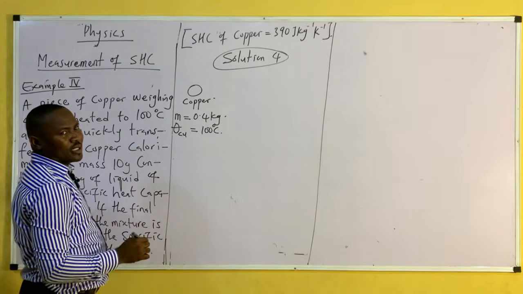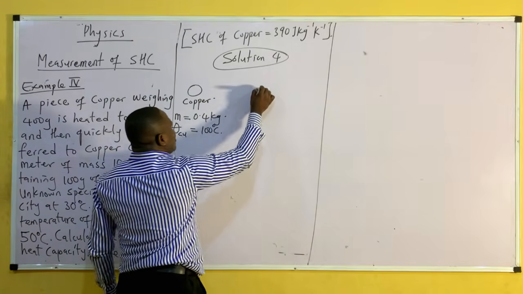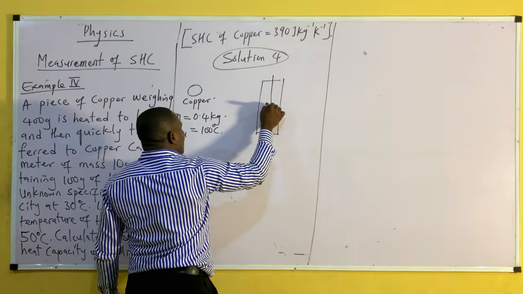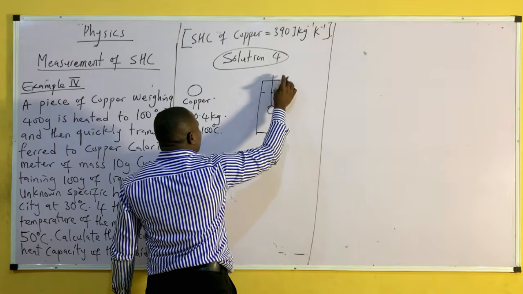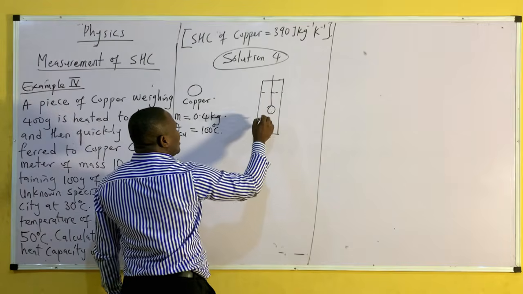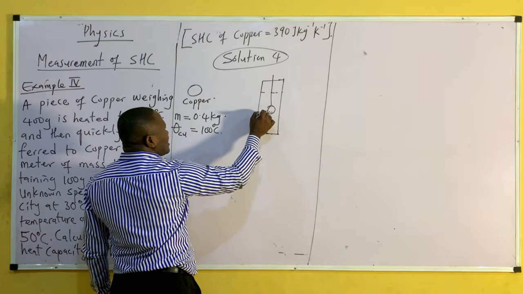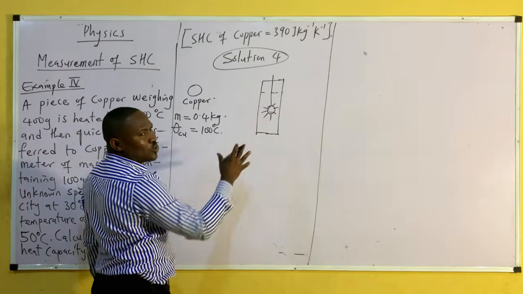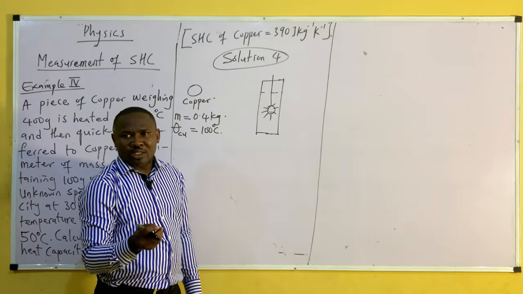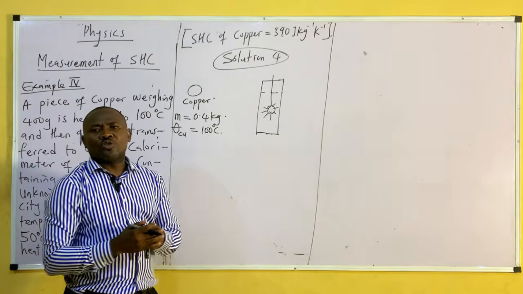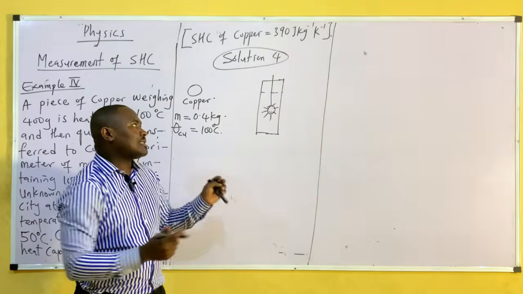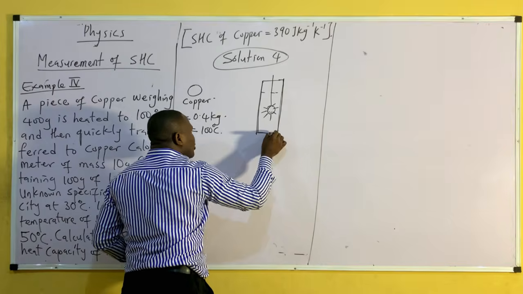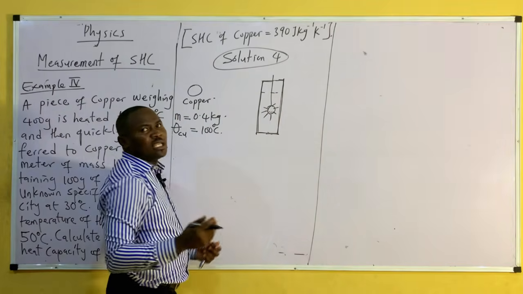And look at this, very important. Then this was not transferred to a copper calorimeter. Now it was transferred to a copper calorimeter containing a liquid. When this copper gives out heat, it will give out heat to its surrounding. What is the surrounding? The liquid inside. And the liquid also becomes hot, and the container holding the liquid, which is the copper calorimeter, also gains heat.